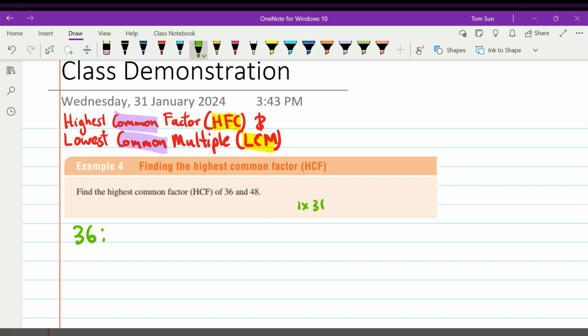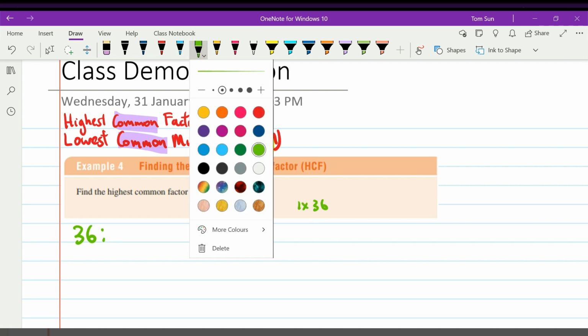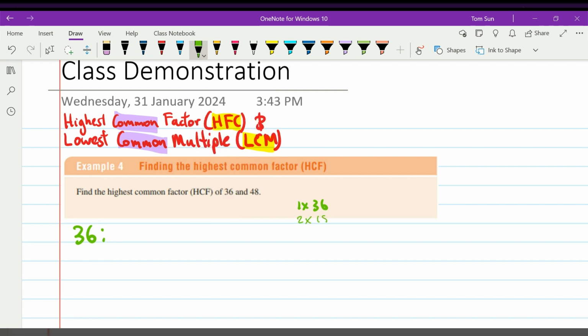So for example, 1 times 36 will get you to 36. Other ways would be 2 times 18. We also have 3 times 12. We also have 4 times 9. We also have 6 times 6. And here we have all the factors of 36, unless I'm missing one. I don't think I am.